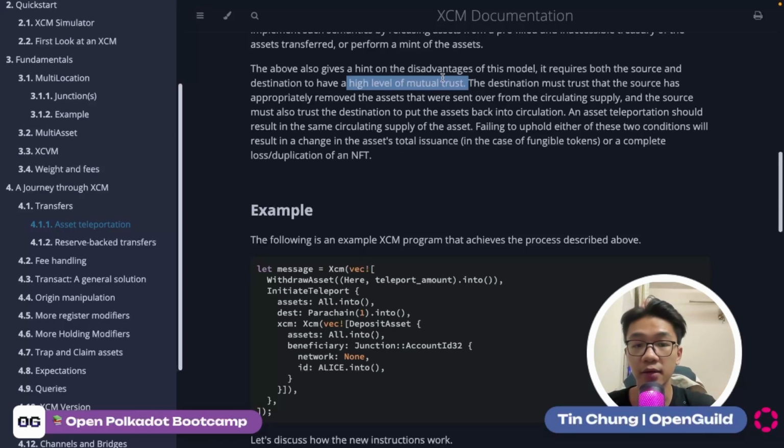That means the source and the destination have to trust each other. So in that case, when you mint or when you burn, those things have to happen in the correct way, because as I already mentioned, you cannot just teleport to the destination. When you already burn your token and they don't mint the new token, that means you already lost your token, and that is not the way that you want it to happen.